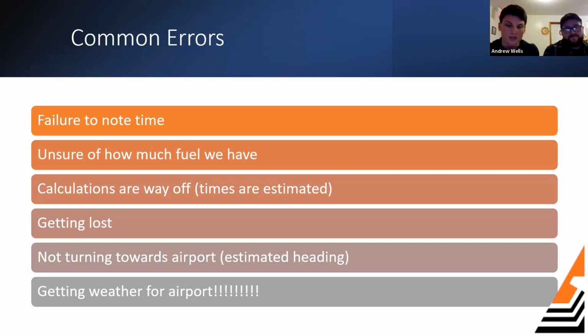Not turning towards the airport. As soon as we know our estimated heading, possibly turn for the airport and start looking out for it. And also, like we said, getting weather for the airport.